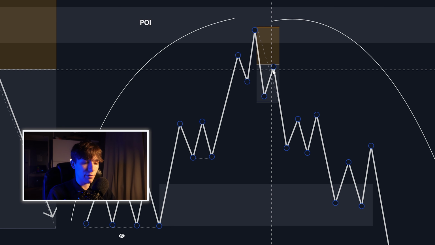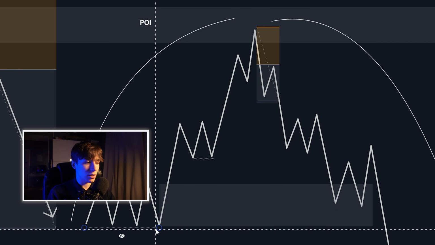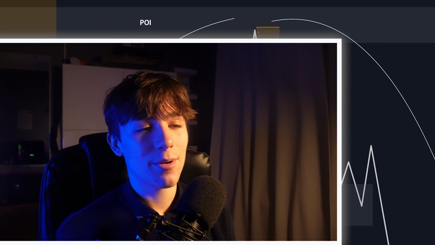You can enter right here if we get the right confirmations, or you can enter right here after almost taking out the final draw on liquidity. Now, of course, it's very easy to just draw this on TradingView. So let's look at some live examples. I'm going to try and find and spot this market maker buy or sell model. This can work on every time frame. It doesn't really matter, but always remember that the higher time frame holds higher power.